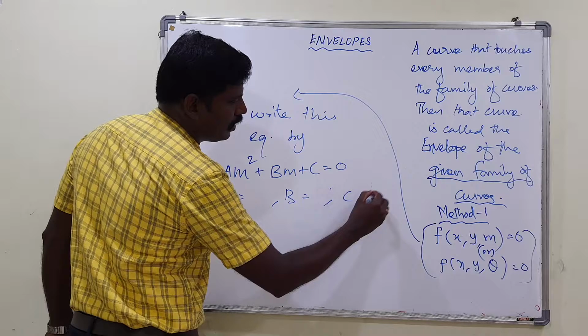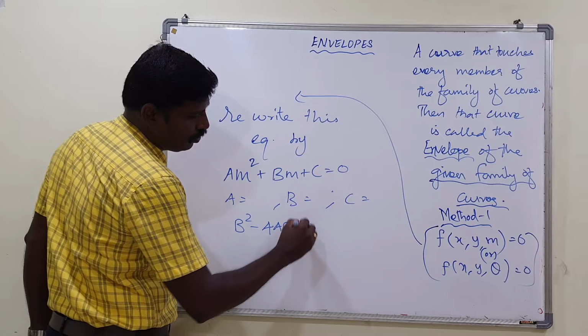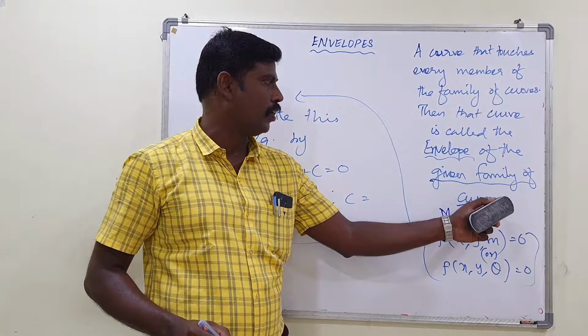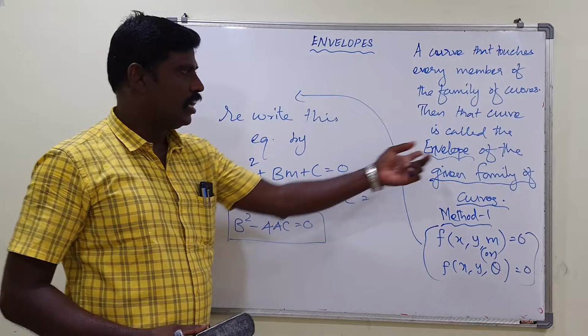Okay, after finding these three values, what is the magic formula to find the envelope of the given curve? b square minus 4ac equal to 0 is the magic formula to find the envelope of the given family of curves. Substitute all these three values here. You can eliminate this parameter m. The resultant curve is called the envelope of the family of curves.